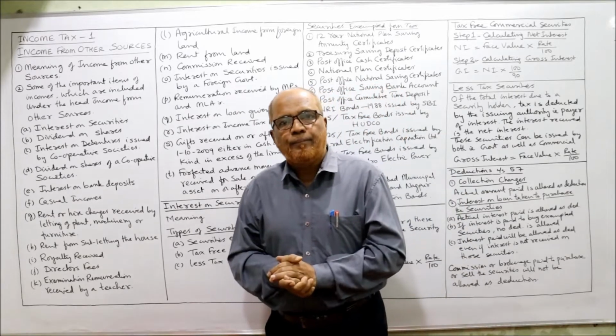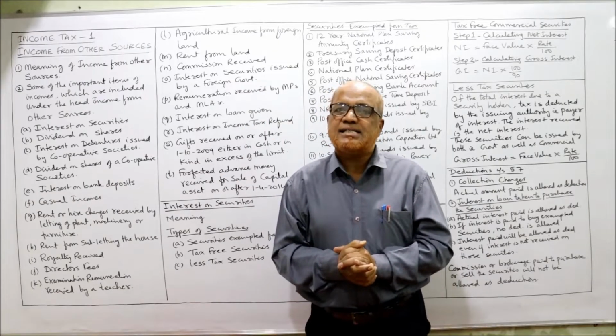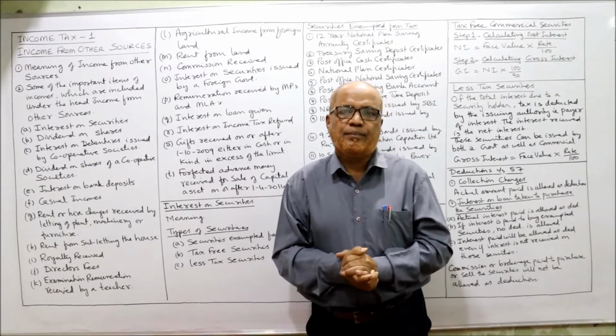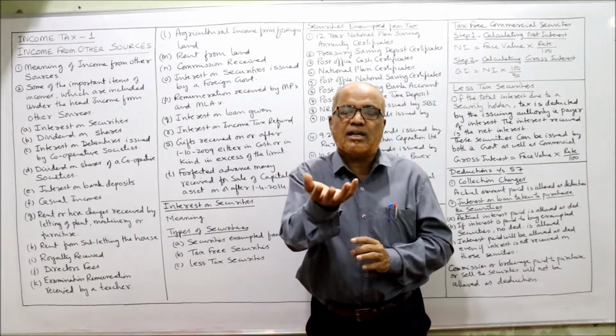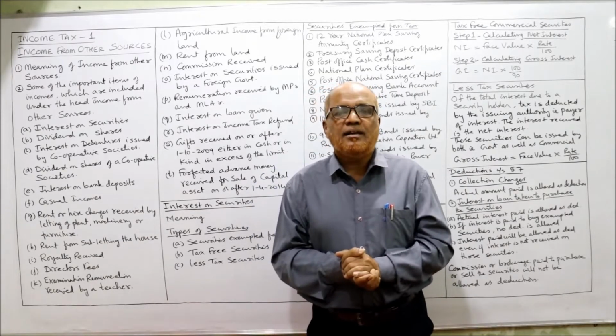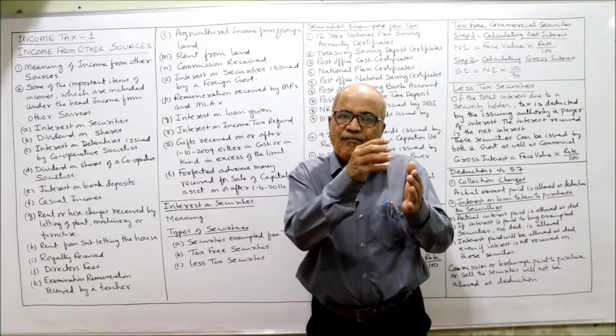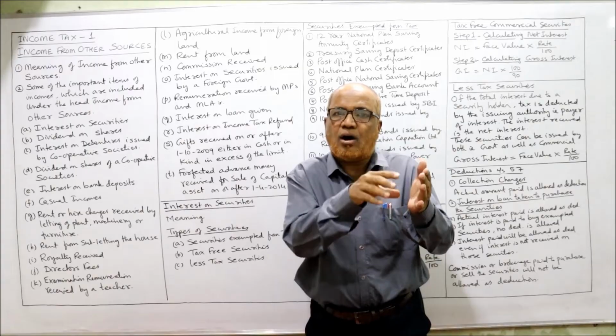Last one, capital gain. If an assessee transfers a capital asset during the previous year and a gain arises on transfer of the capital asset, that is taxable under income from capital gain. So specifically we have to test whether the income falls in the first four categories or not.